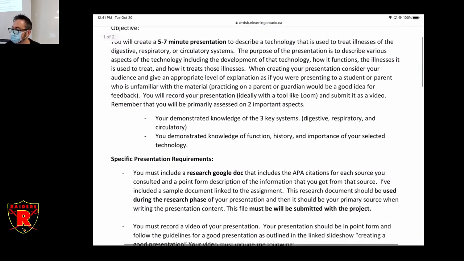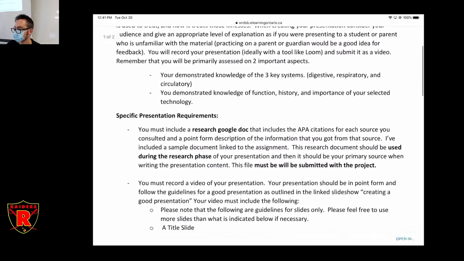So what I'm marking you on primarily is that you demonstrate knowledge of the three key systems. You may only be talking about one of them, and that's fine. But you're going to, in some way, impart on me some knowledge that you have about that key system, either discussing how that illness mechanism works and how it's detected by your device or how it's treated by your device or whatever. So don't forget to actually include that knowledge about the system. That's the whole point. You're going to demonstrate your knowledge about one of the key systems.